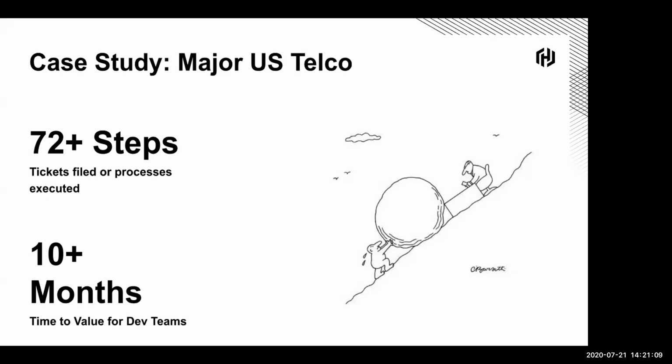And over time, that organically builds itself into, for this one major telco, 72 tickets that a developer has to file before they can get a piece of work done. And ultimately, it takes us 10 months in drag time, because we're spending so much time either chasing a specialty group to get something done or what have you for us to deliver value.